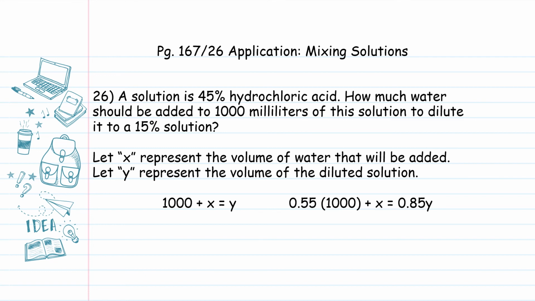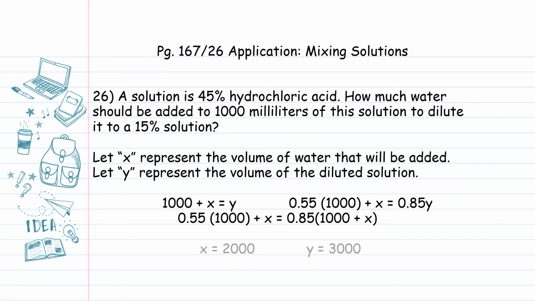So to solve this, we're going to solve by substitution. So we're going to substitute 1,000 plus X for our Y. And then after solving, we get X is equal to 2,000 and Y is equal to 3,000. So our answer would be to add 2,000 milliliters to dilute the solution. And that is our chapter 2 review.